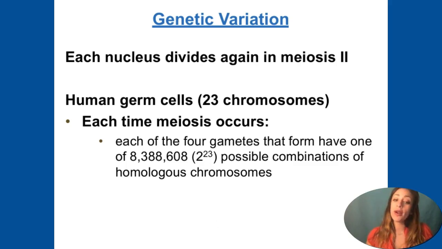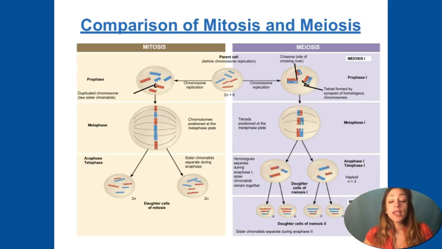That's how they figured out all the different possible combinations that can occur. So as you can imagine, that's a huge amount of genetic variation that can occur in an individual. Let's go ahead and compare mitosis to meiosis.